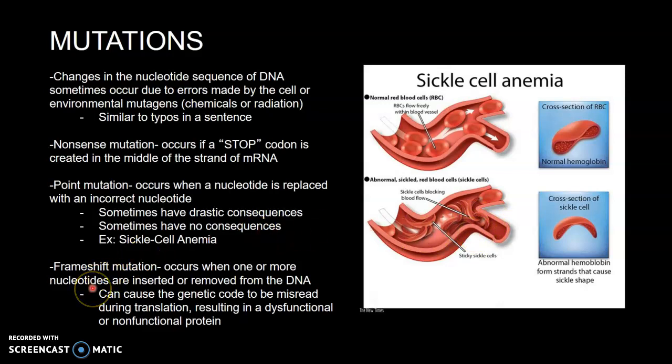And last but not least, we have frameshift mutations. This occurs when one or more nucleotides are inserted or removed from the DNA. And this can cause the genetic code to be misread during translation, resulting in a dysfunctional or non-functional protein.